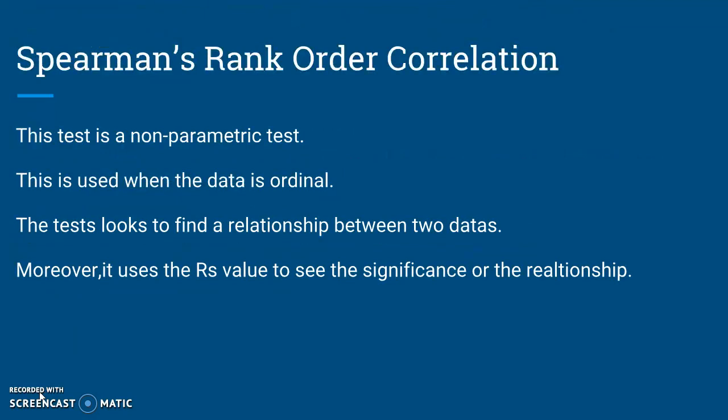Spearman's rank order. This test is a non-parametric test. This is used when the data is ordinal. The test looks to find a relationship between the two data sets. Moreover, it uses the R values to see the significance of the relationship.